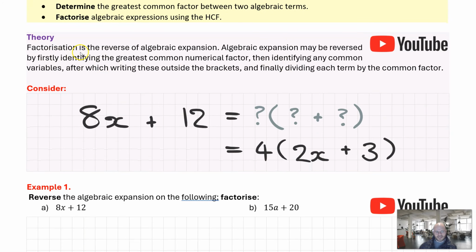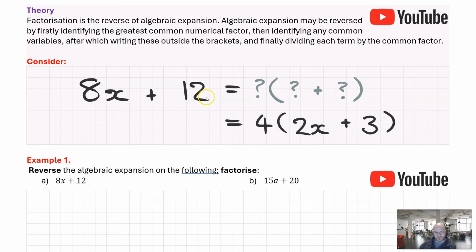Algebraic expansion may be reversed by firstly identifying the greatest common numerical factor, then identifying any common variables, after which writing these outside the brackets, and finally dividing each term by the common factor.